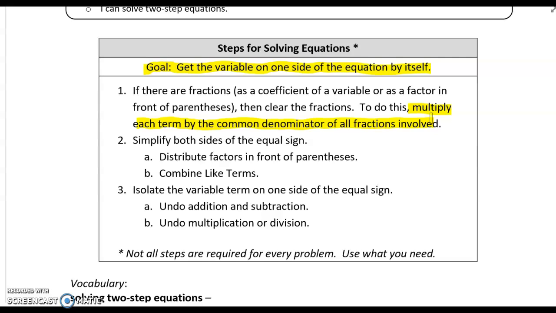Once you're done with that, we're going to isolate the variable on one side of the equal sign. It doesn't matter which side, either the left side or the right side. As we talked about in 2.1, we're going to isolate it by undoing operations. We're going to undo addition and subtraction first, and then we're going to undo any multiplication or division.